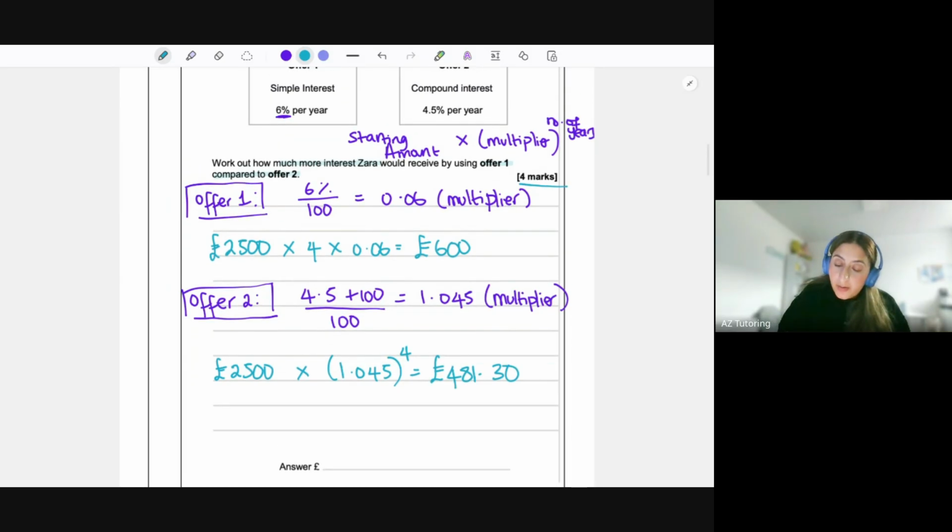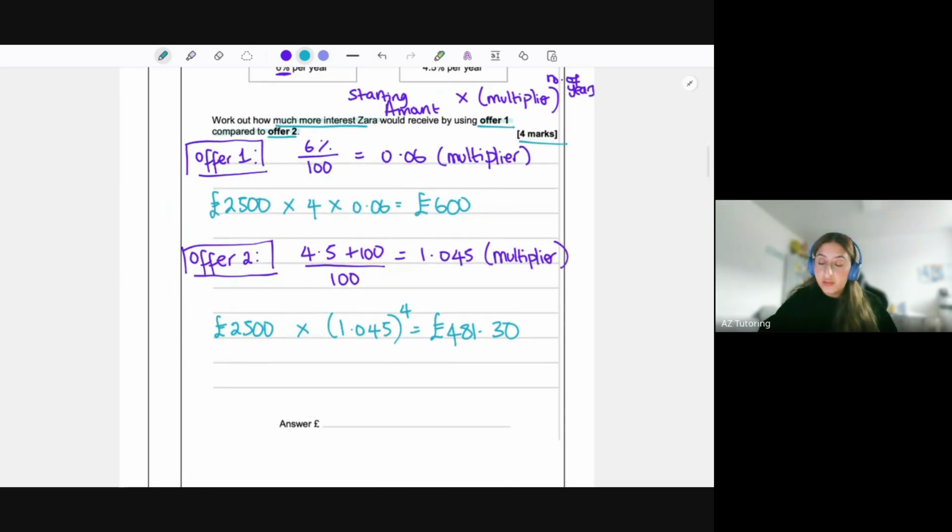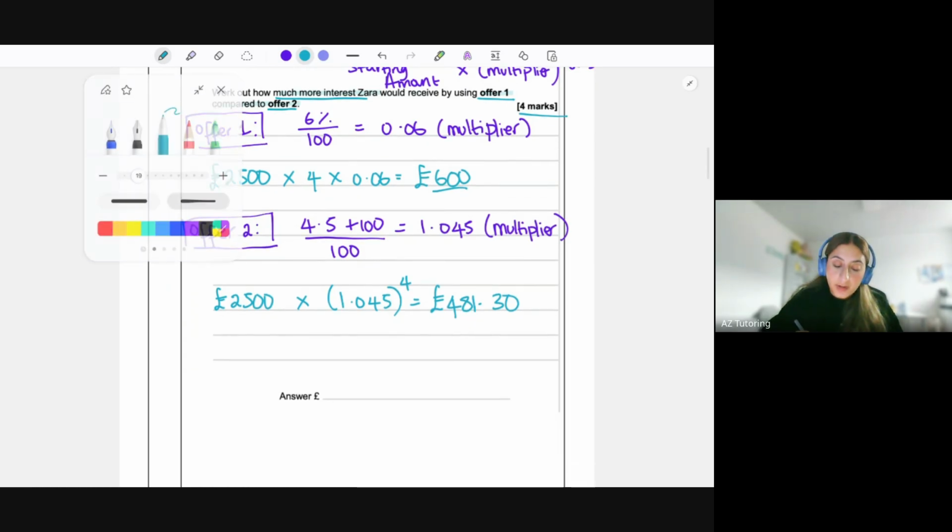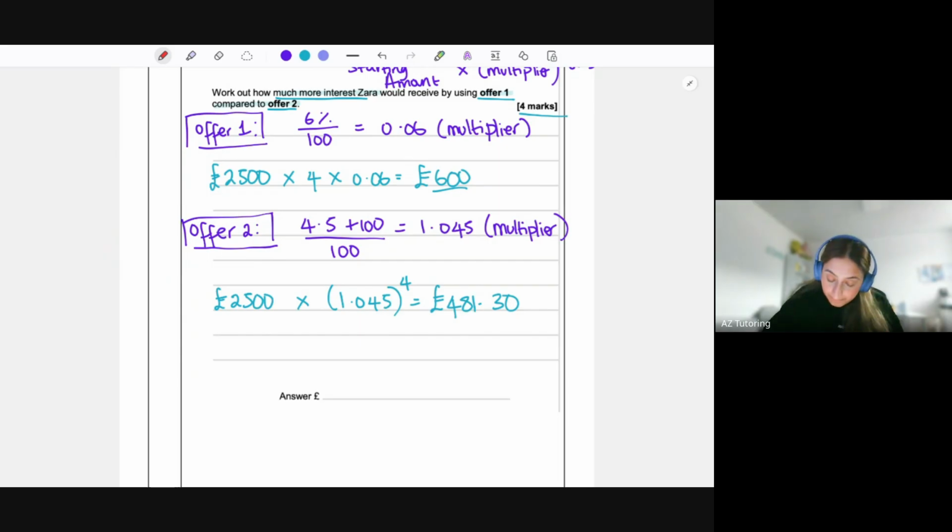The last bit says work out how much more interest she will receive by using offer 1 compared to offer 2. So we need to find the difference to see how much more she's getting in offer 1, because you can see she's getting a lot more in offer 1. So it would just be the £600, because that's the amount she's getting in offer 1, take away the offer 2 interest, £481.30. We see she is getting £118 and 70 pence more in offer 1. So your answer is £118 and 70 pence.